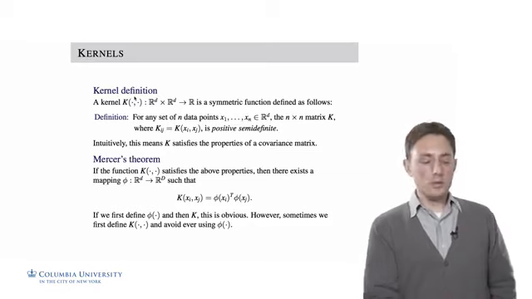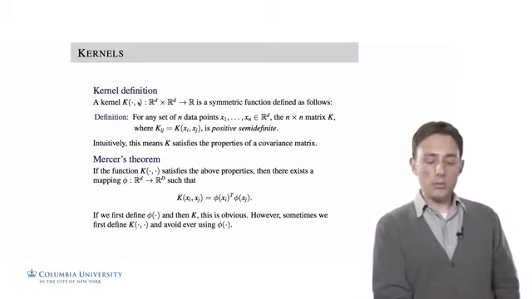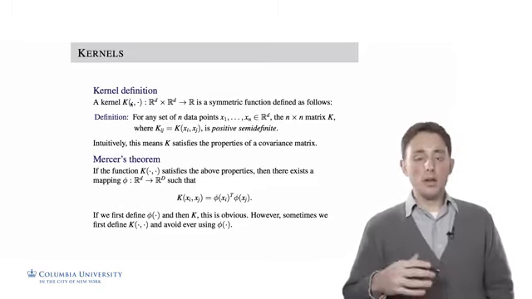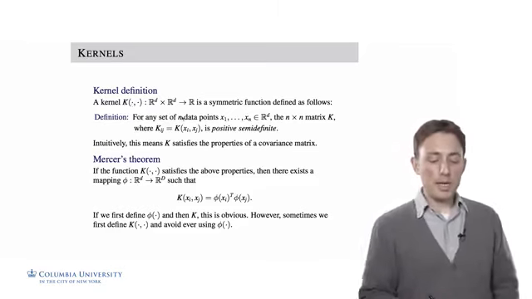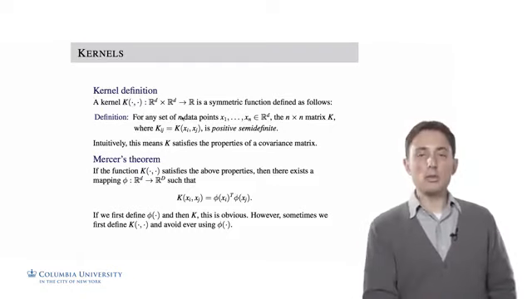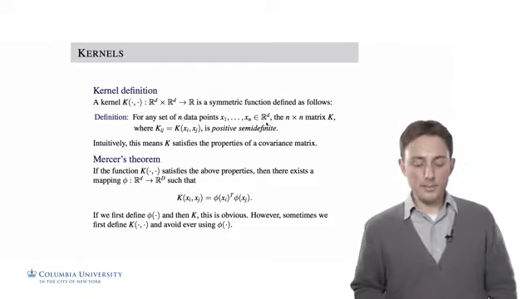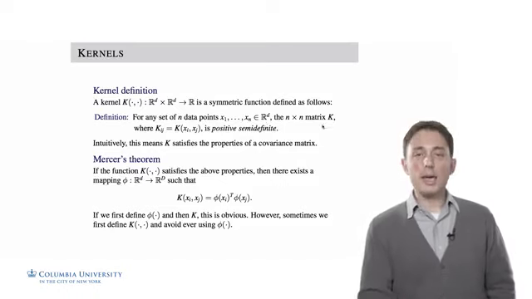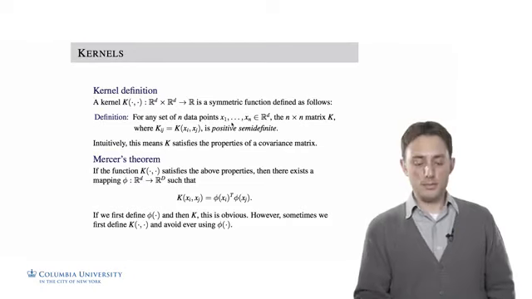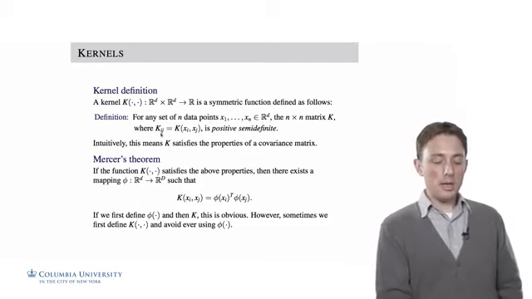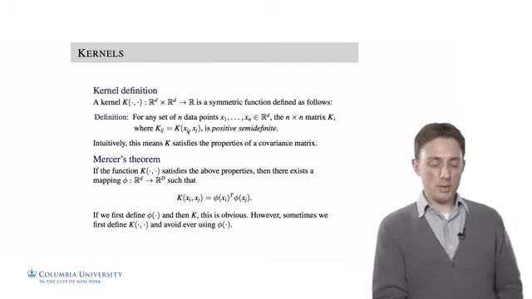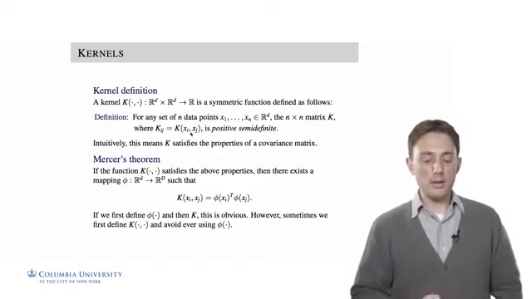Also, it's a symmetric function, so k of x1, x2 is equal to k of x2, x1. And furthermore, if we take a set of n data points, x1 to xn, all of them in Rd, and we construct an n by n matrix. So these are n arbitrarily chosen points. And we construct an n by n matrix K, where the ijth value in that matrix is just the kernel function between xi and xj.